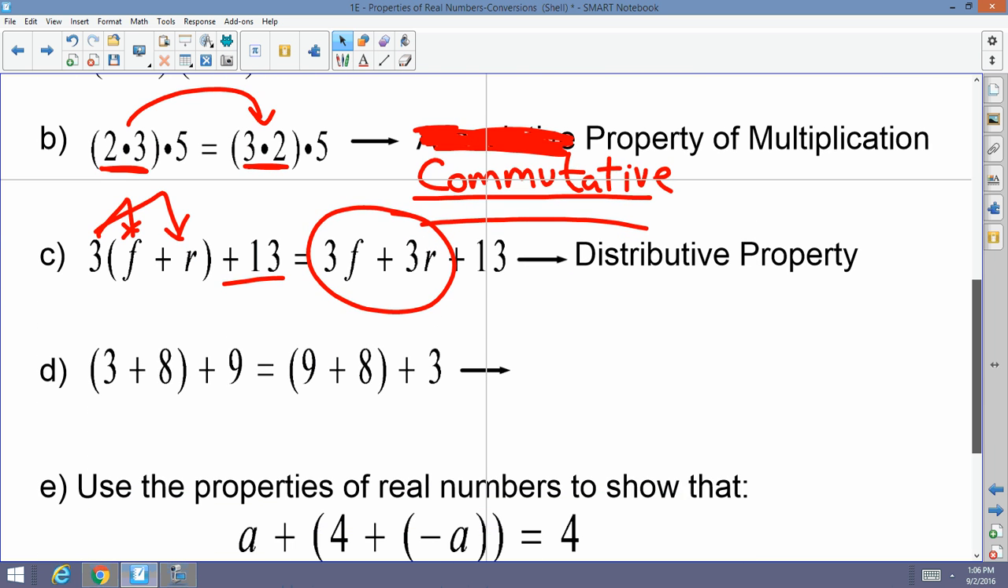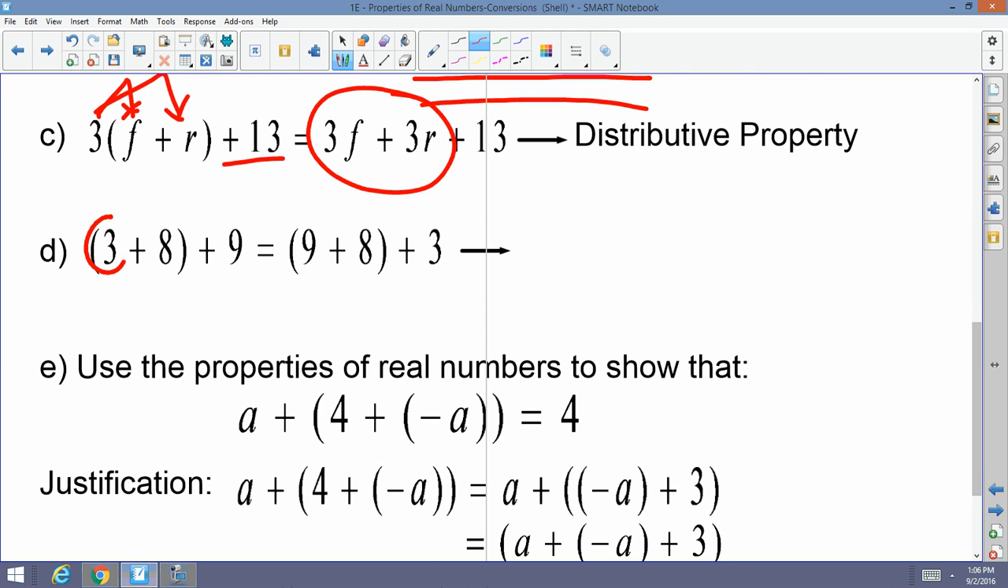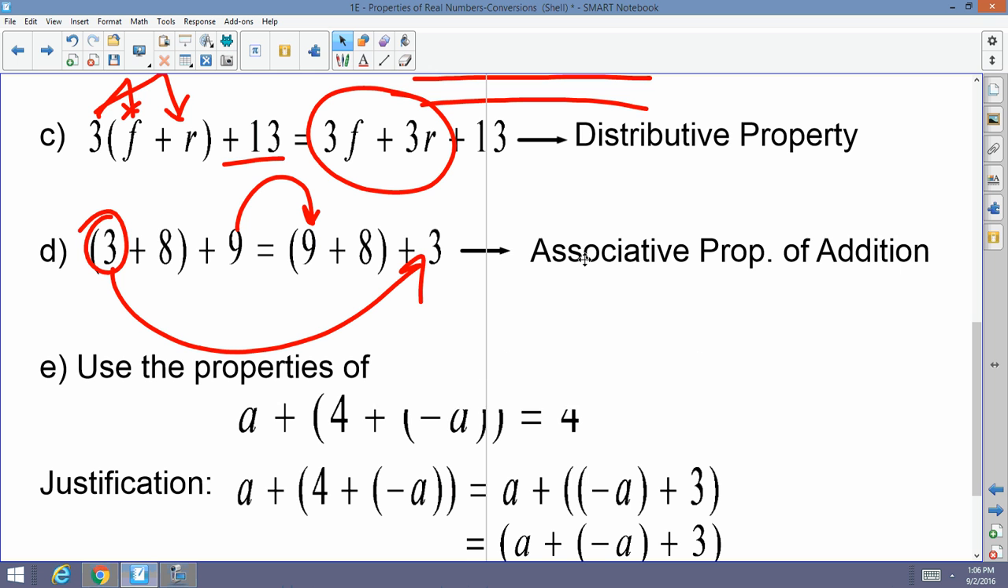D, I've got 3 plus 8 plus 9 equals 9 plus 8 in parentheses plus 3. If you notice here, I took a 3 out of my parentheses, okay, and I put the 9, which was outside of the parentheses, and it's now inside the parentheses. So that means I took something out of the parentheses and replaced it with something else, and that is the associative property of addition.